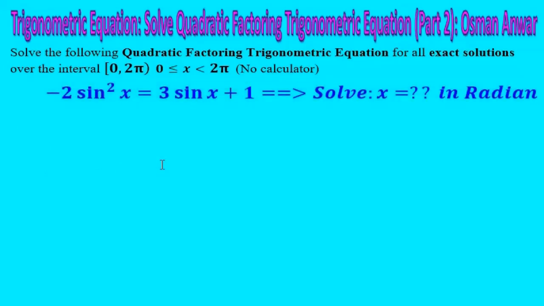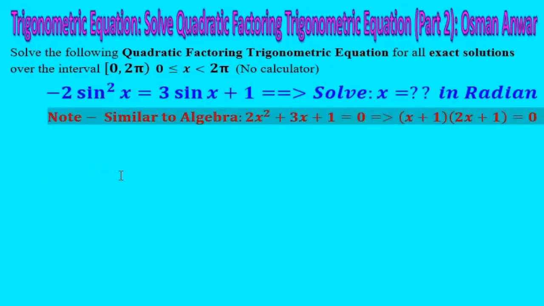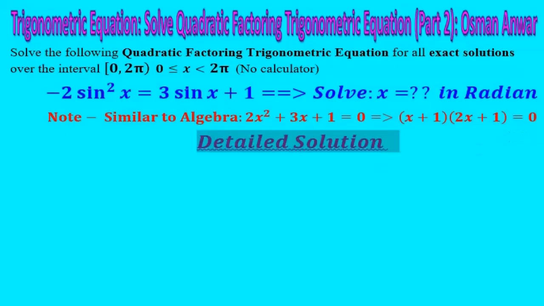The quadratic trigonometric equation is minus 2 sine squared x equals 3 sine x plus 1. We will solve for x in radians. Note this is similar to the algebra 2x squared plus 3x plus 1 equals 0. That is the quadratic equation in algebra, and that is factored as x plus 1 times 2x plus 1 equals 0. And here is the detailed solution.